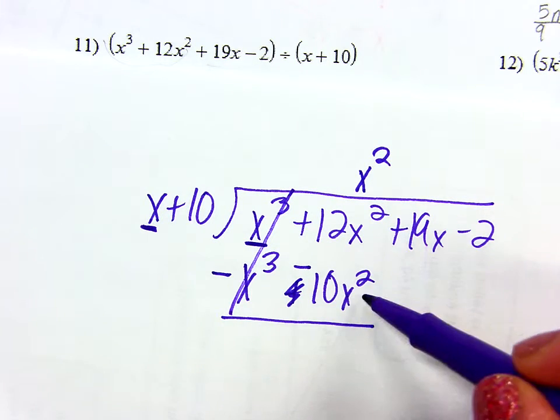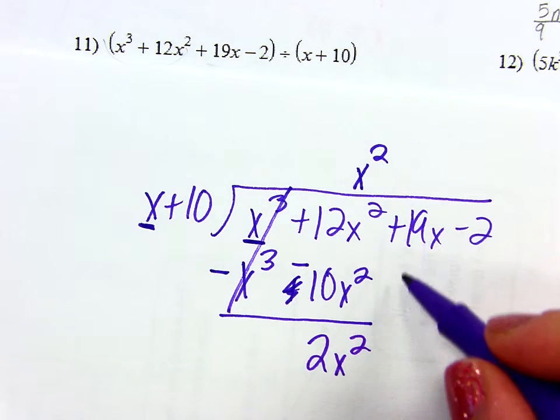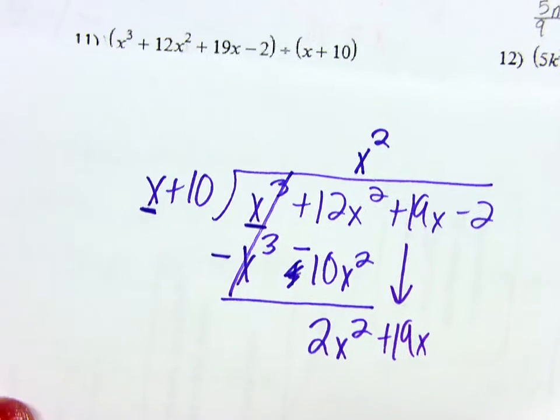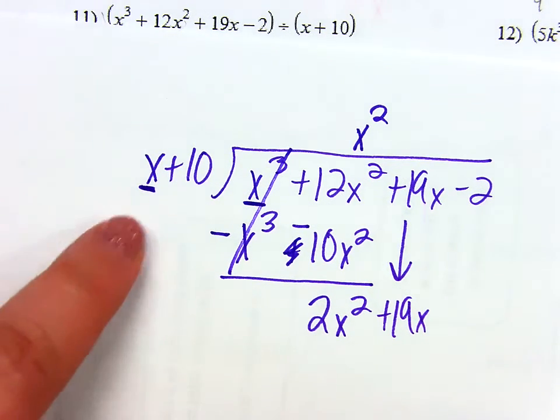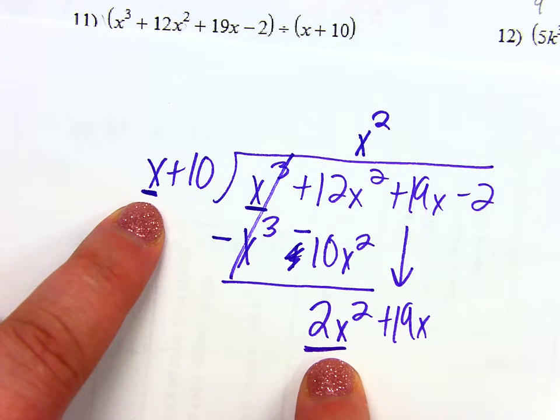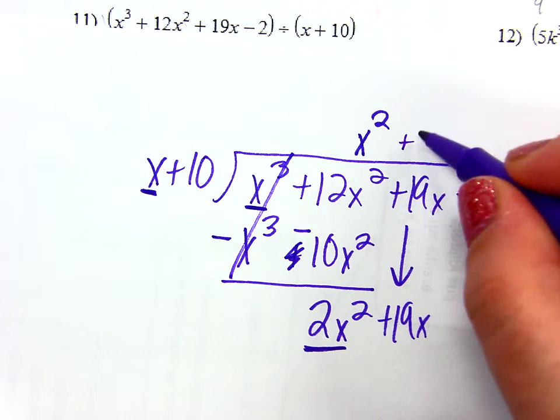12x squared minus 10x squared is 2x squared. And then you bring down the next number, plus 19x. And now I kind of just keep repeating the process. But I'm going to ask myself, what do I multiply x by to get 2x squared? 2x. And it's positive, so up at the top I write a plus 2x.